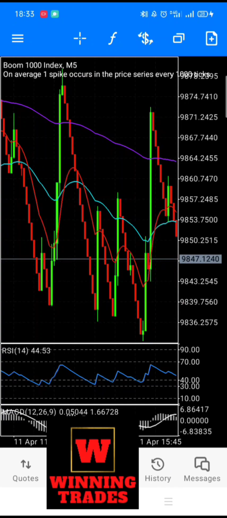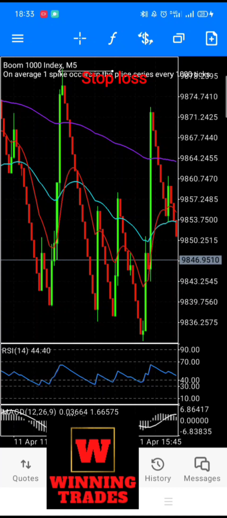Number one, the rule is that if there is a wick rejection, enter at the close of the wick. If there is a wick rejection, enter at the close of the wick. Okay, and your stop loss should be above the wick. Your stop loss should be a little gap above the wick.